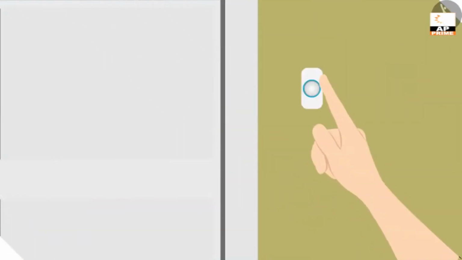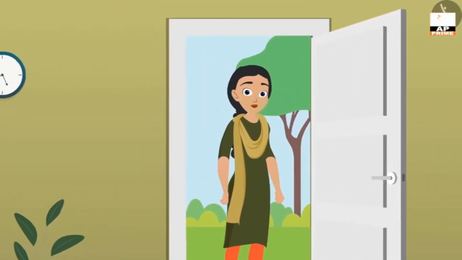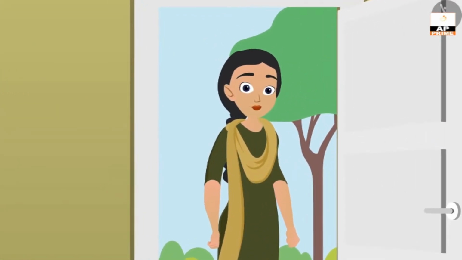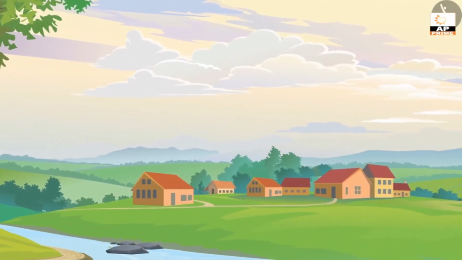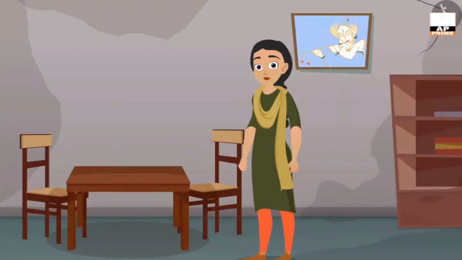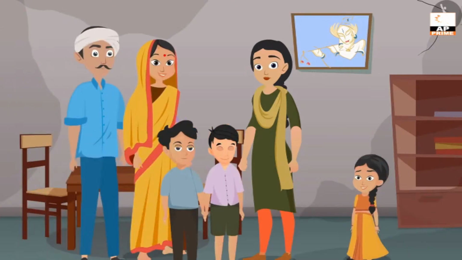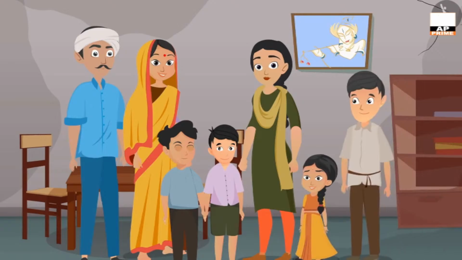The doorbell of Raju's house rang. Let's see who is at the door. She is Pushpa. She helps clean and wash Raju's house. Pushpa stays in a little colony outside the city. There are many members in her family. Father, mother, 2 brothers, a younger sister and a cousin.